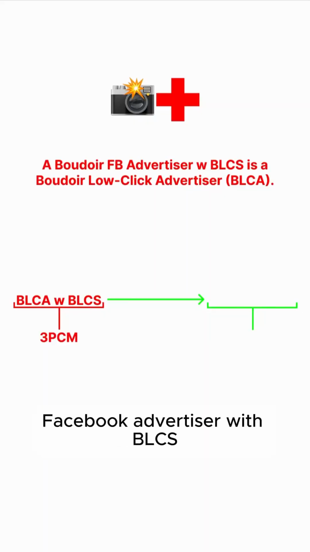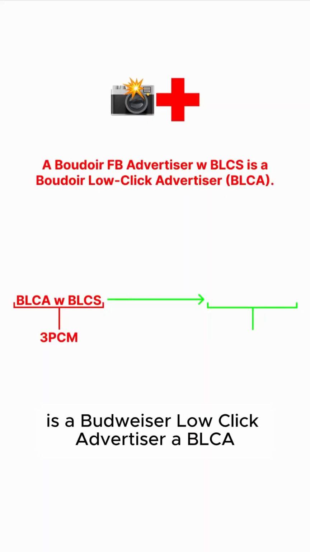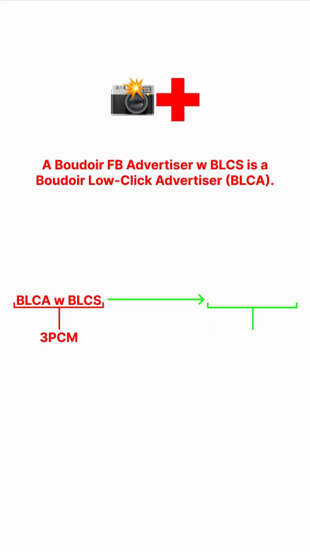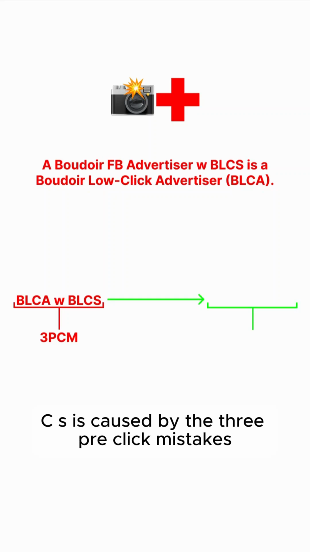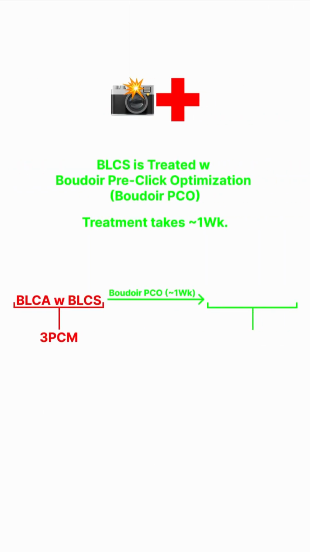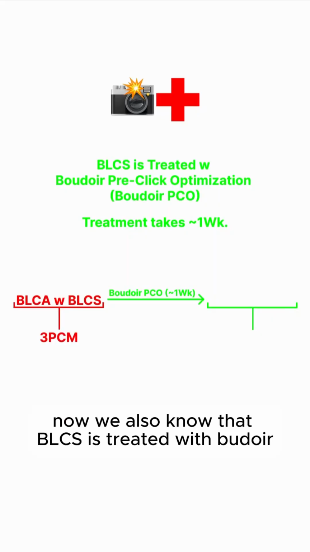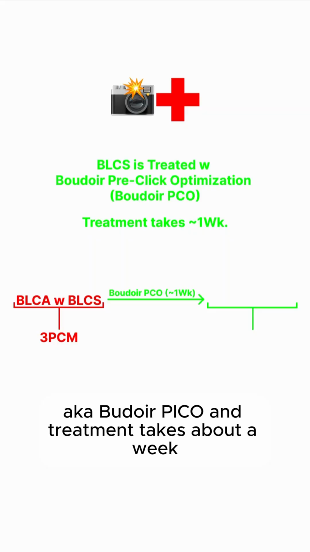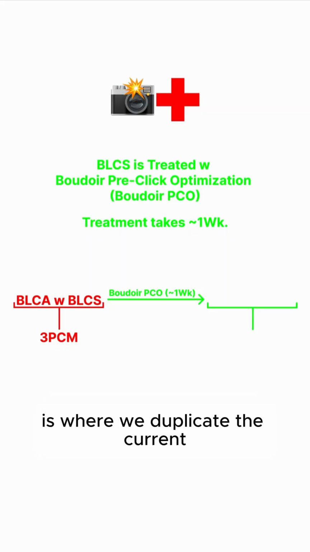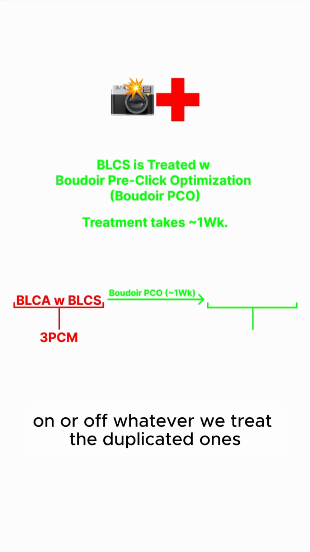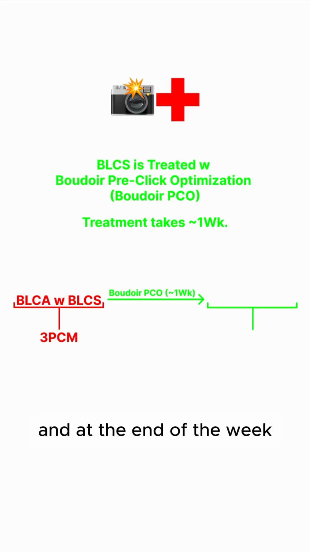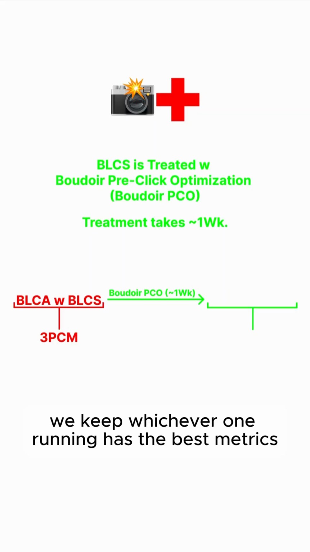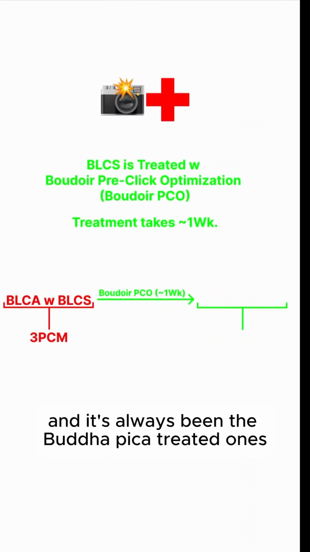We also know that a Boudoir Facebook advertiser with BLCS is a Boudoir low-click advertiser, a BLCA. So we're building up our universe here. We got a BLCA with BLCS caused by the 3 pre-click mistakes. Now, we also know that BLCS is treated with Boudoir pre-click optimization, aka Boudoir Pico, and treatment takes about a week. Now, we invented this: we duplicate the current Boudoir Facebook ads and we treat the duplicated ads. We leave the originals on or off, whatever. We treat the duplicated ones, and at the end of the week, we keep whichever one running has the best metrics. And it's always been the Boudoir Pico treated ones.